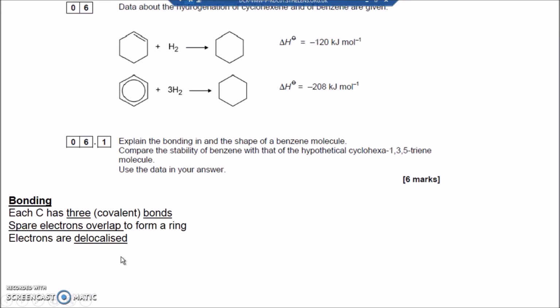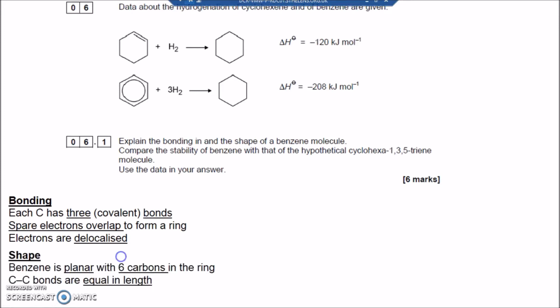What else do we need to know for 6 marks? It's flat, it's planar, with 6 carbons in a ring, and all of the carbon-to-carbon bonds are equal length. That's how we know that they're not alternate doubles and singles. It's explained by this fourth electron overlapping between each carbon and being delocalized and moving around the ring.